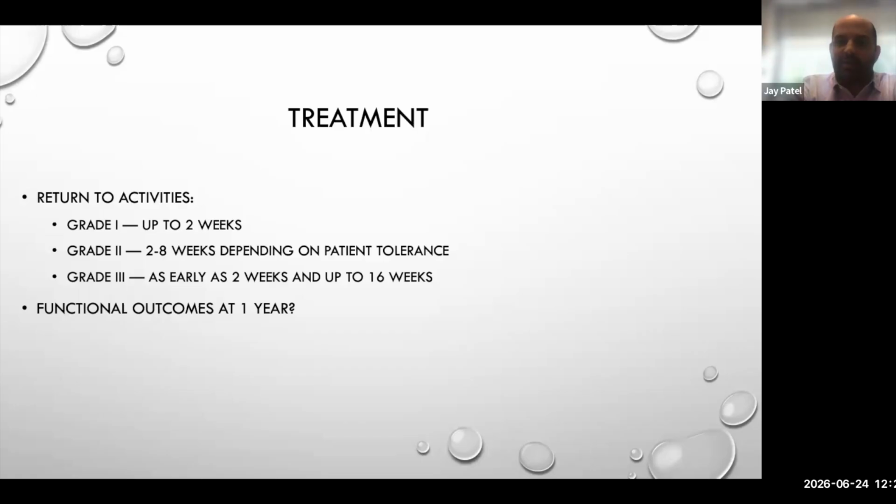But there are some studies that have shown that at the 1 year mark, they're doing about the same regardless of what management was chosen. But again, quicker time to return to activities is obviously the goal for most patients.